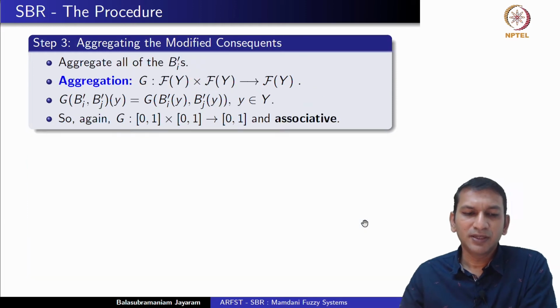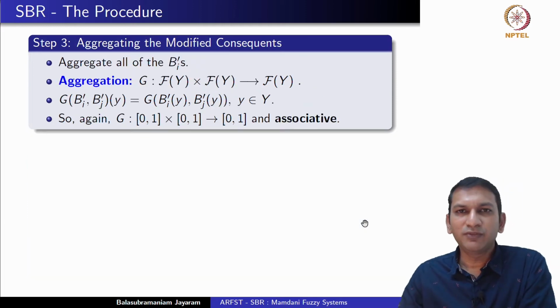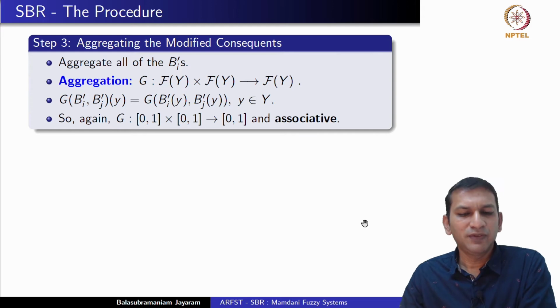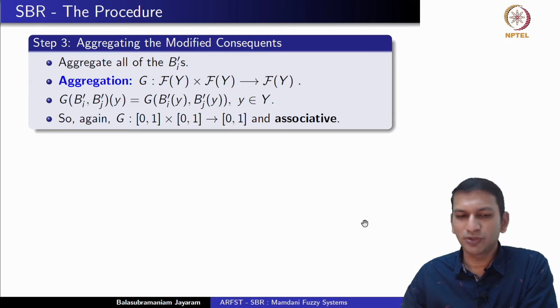In the third step, we aggregate all of these B dashes, B1 dash, B2 dash, so on and so forth till Bn dash. These are the modified consequents. We aggregate all of them. Once again, we have seen that it is sufficient to consider associative fuzzy logic connectives. Typically, T-norms or uninorms are used for this.